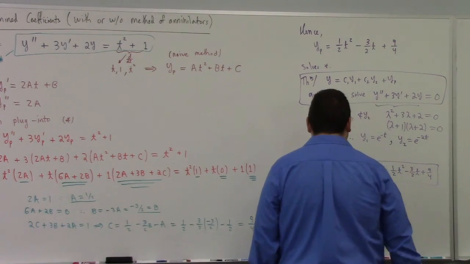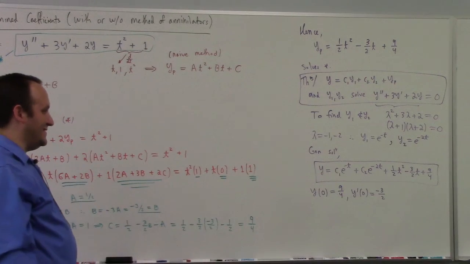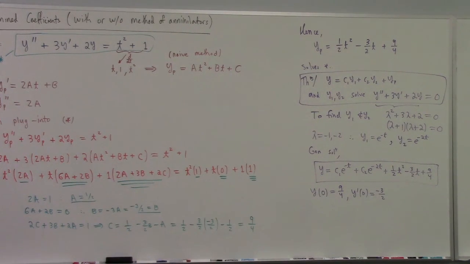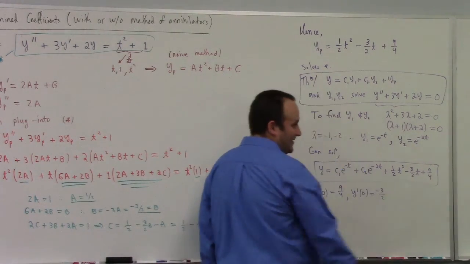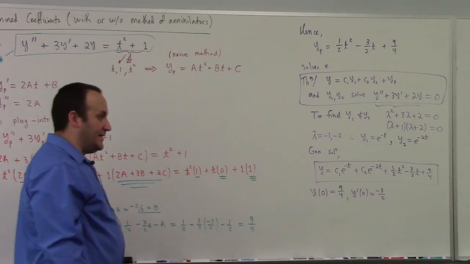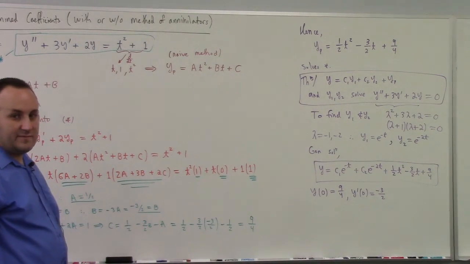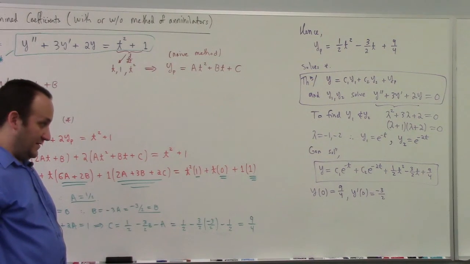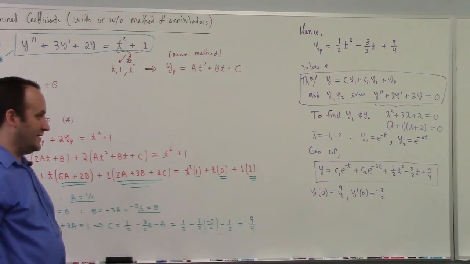If I give you those initial conditions, that would make c1 and c2 be 0. Because I can get 9/4 from this when I plug in t equals 0, and when I differentiate it, well, that gives me minus 3/2, right? So those initial conditions will make c1 and c2 be 0. That's a possibility. But there's all kinds of other possibilities, right?